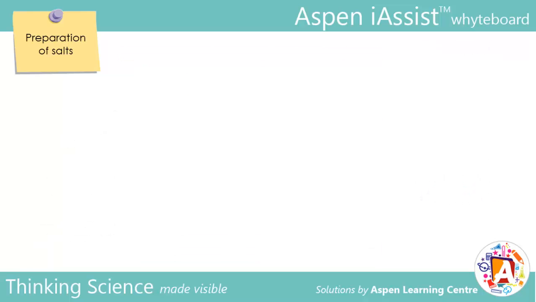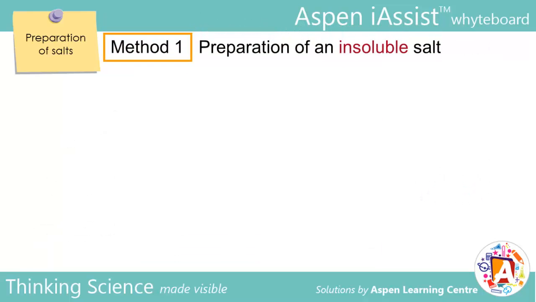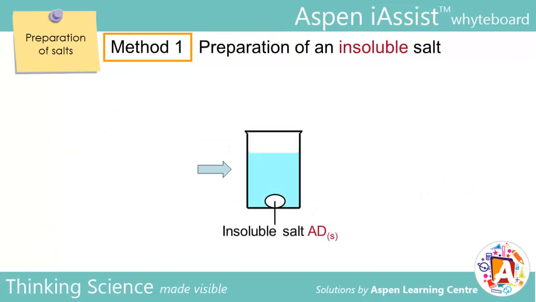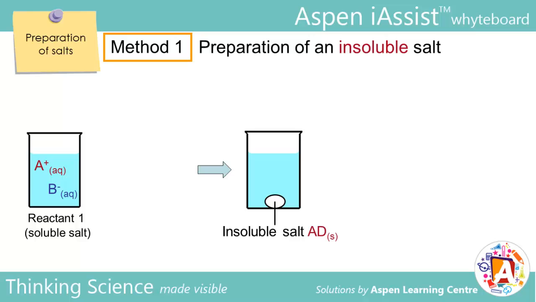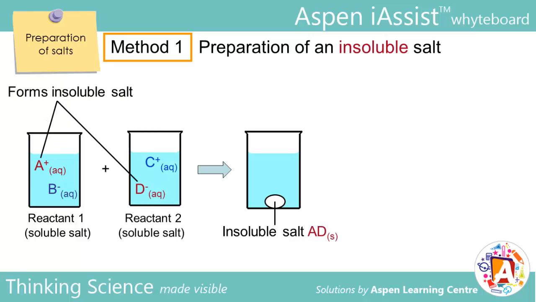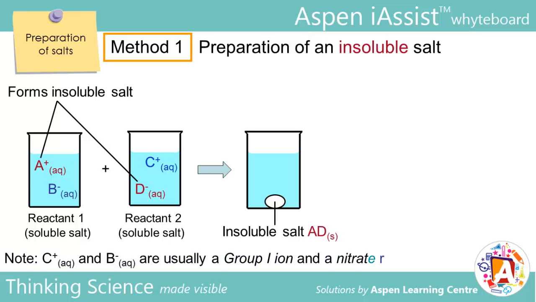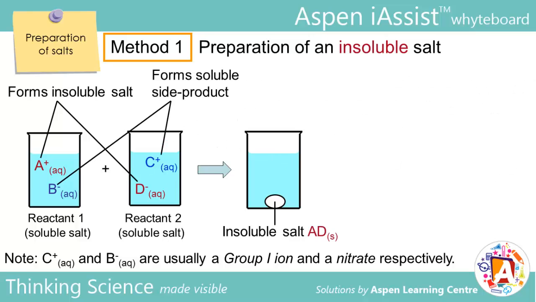For the preparation of an insoluble salt, it will be formed as a precipitate. To ensure easy separation of the product from the reaction mixture, the reactants would have to be soluble salts containing the ions needed to form the insoluble salt product. The other cation and anion in the reactants is usually a group 1 ion and a nitrate respectively, so that they form a soluble salt that does not contaminate the insoluble salt.